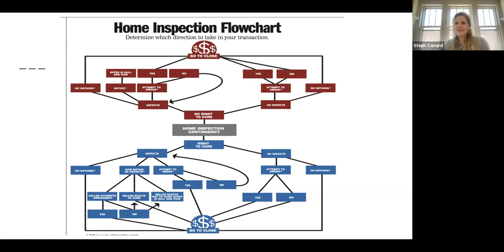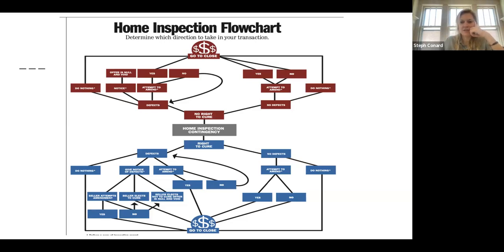I had this taped up on my desk when I first started. It's a great visual on how the home inspection contingency gets mapped out based off of whether or not the seller has the right to cure. So in red, if the seller does not have the right to cure, it shows how you can amend. It just, again, maps out getting to the closing table. In blue, it maps out if the seller does have the right to cure. I have this in a PDF form that I can email out to you guys.